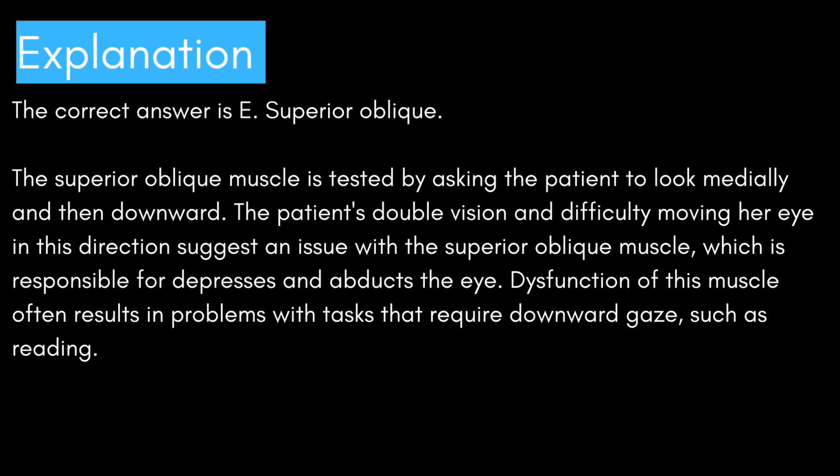The superior oblique muscle is tested by asking the patient to look medially and then downward. The patient's double vision and difficulty moving her eye in this direction suggest an issue with the superior oblique muscle, which is responsible for depressing and abducting the eye. Dysfunction of this muscle often results in problems with tasks that require downward gaze, such as reading. All right, let's go ahead and see why the other answer choices are incorrect.